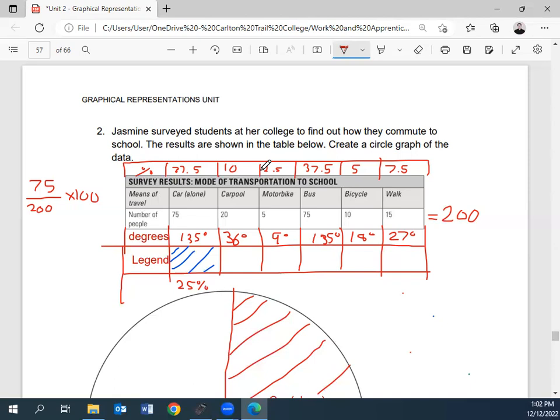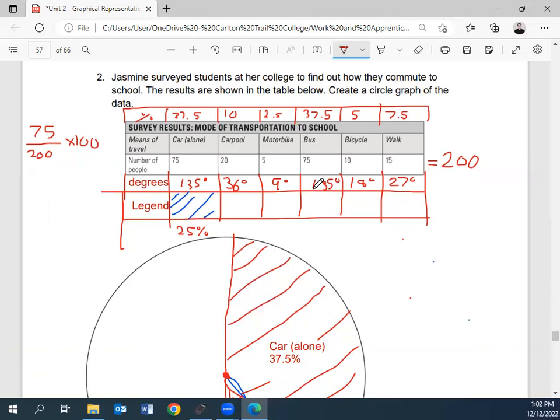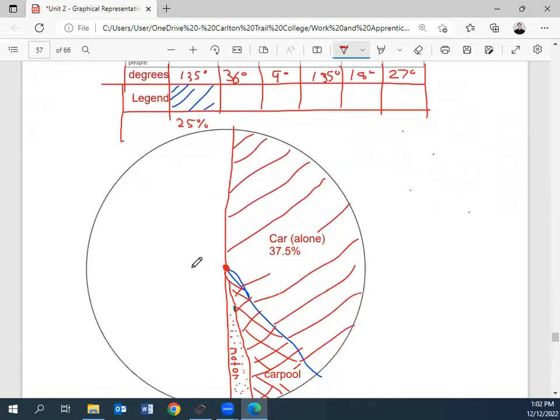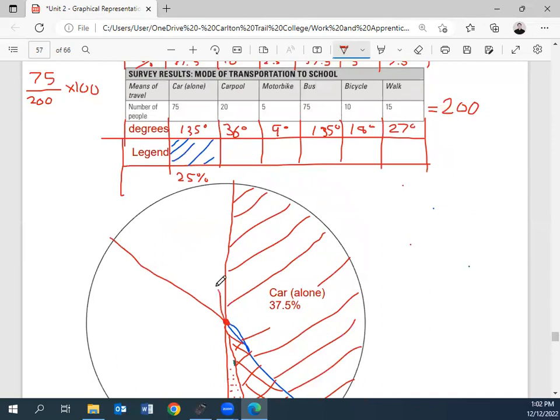Oh, I should probably leave my graph up too. So make sure you're updating your legend as you go, though.